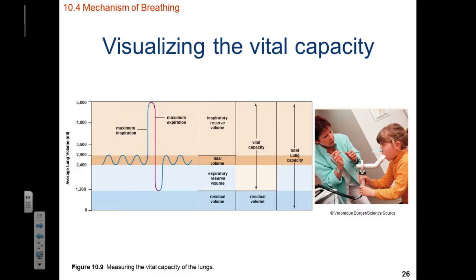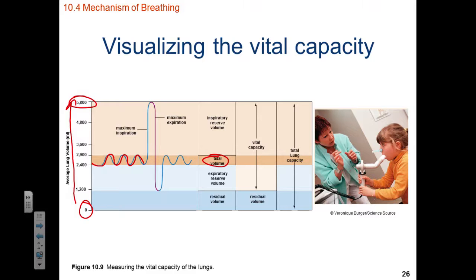So let's look at a spirometer graph. This is going to be in milliliters of lung volume. In this graph, this typical lung has about 5,800 milliliters of total lung volume. Most of the time, our lungs will fluctuate between 2,400 and 2,900 milliliters of volume. This mild fluctuation is referred to as tidal volume.